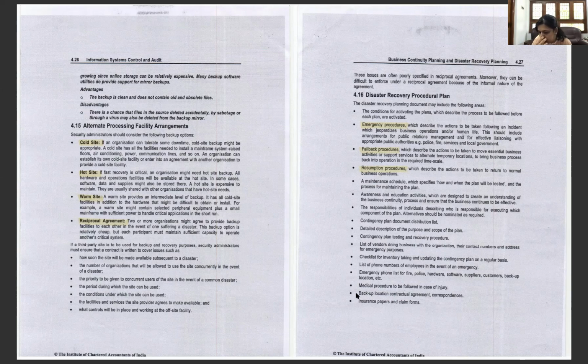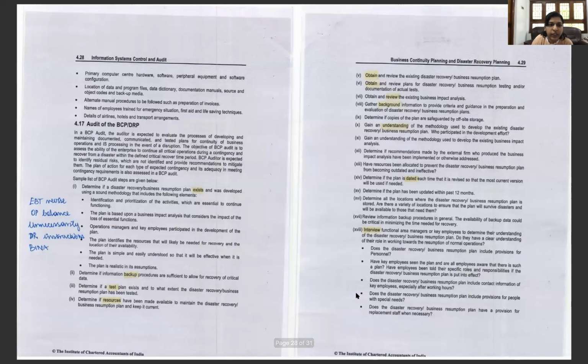It is very easy to remember as we flow through one stage after another. Next comes our part, which is the audit of BCP or DRP. For this, we are going to use our mnemonic, which is EBT, Revise, Opening Balance, Unnecessarily, DR Instructions, BINA. So for audit: EBT Revise Opening Balance Unnecessarily, DR Instructions, BINA.